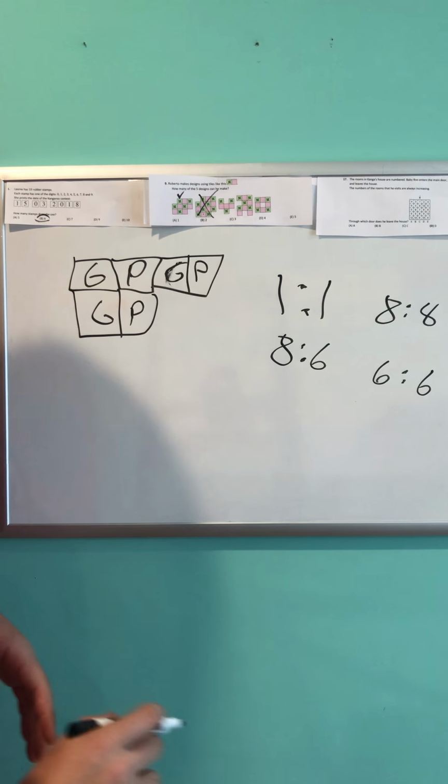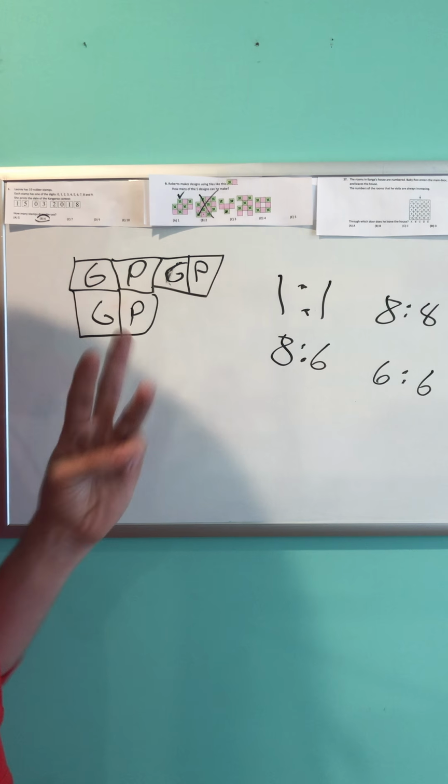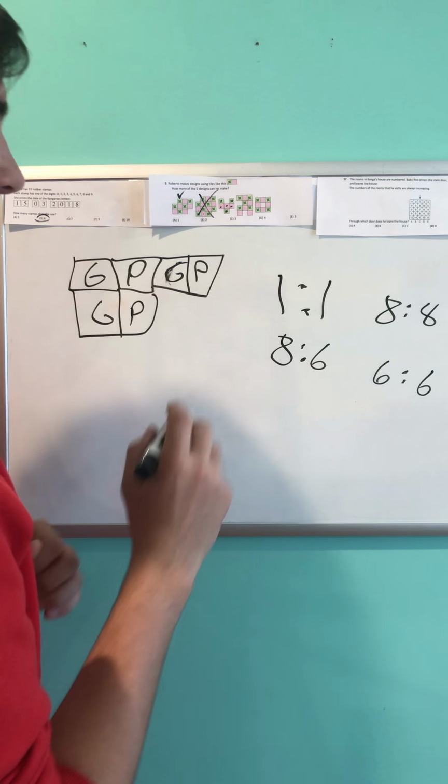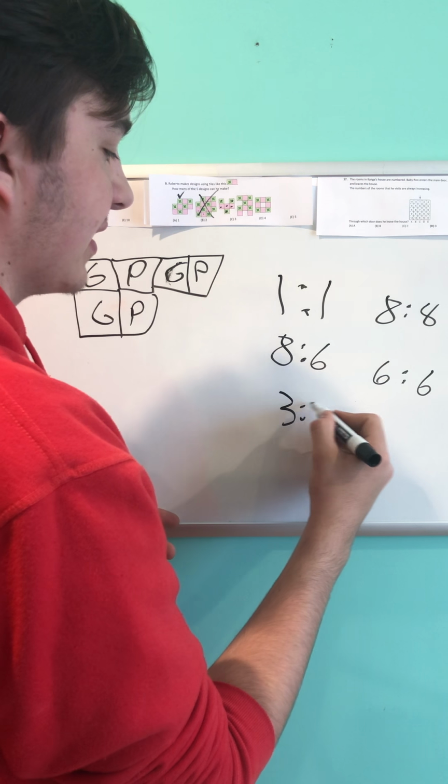So now let's look at the third one. Let's count the amount of green. 1, 2, 3. 3 green, and let's count the pink. 1, 2, 3. 3 pink. Okay, so altogether, that gives us a ratio of 3 to 3.